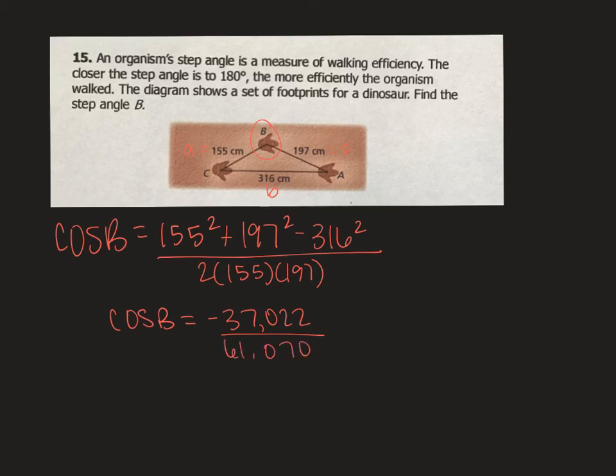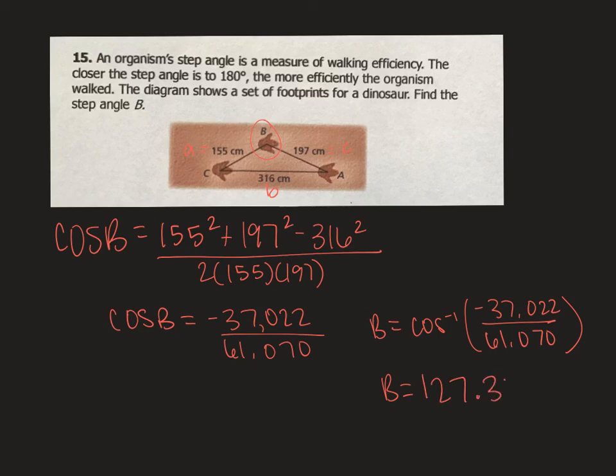And then 2 times 155 times 197 is 61,070. So we're doing inverse cosine now to solve for that angle. Don't forget your negative, because if you do, it will give you the wrong answer. So inverse cosine of negative 37,022 divided by 61,070 is going to give you an angle of about 127.3 degrees.